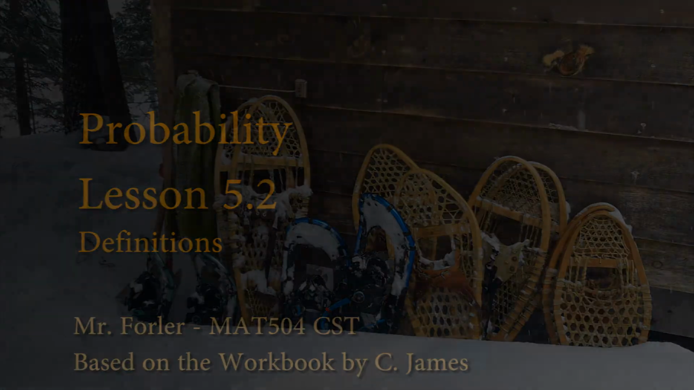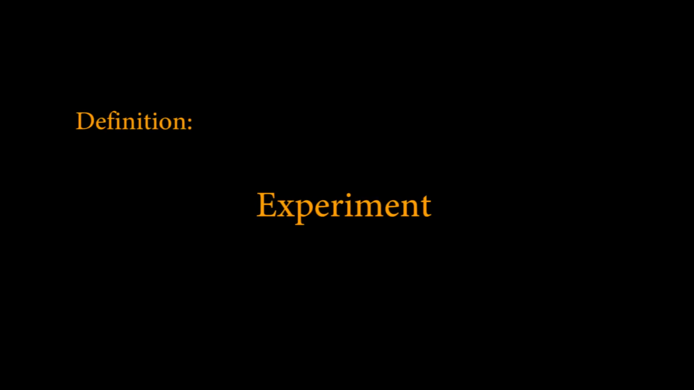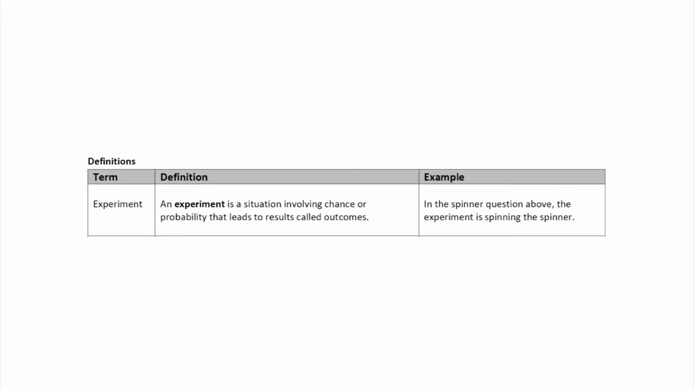Definitions. An experiment is a situation involving a chance or probability that leads to the results called outcomes. An example would be the spinner that we discussed previously. The experiment is actually spinning the spinner.